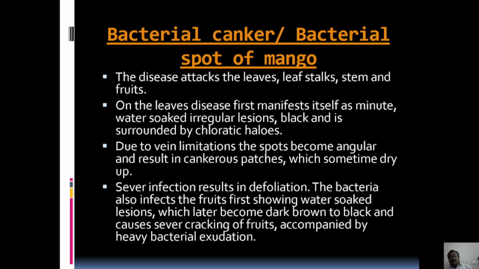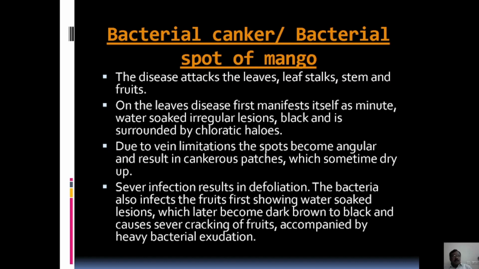The disease affects all parts, including leaves, leaf stalks, stem, and fruits. Upon the leaves, it initially produces water-soaked irregular lesions that later turn black, surrounded by a chlorotic halo. Since the spots are restricted by the veins and veinlets, they become angular in nature, resulting in cankerous patches, and sometimes the affected leaves may dry up completely. Severe infection leads to defoliation.